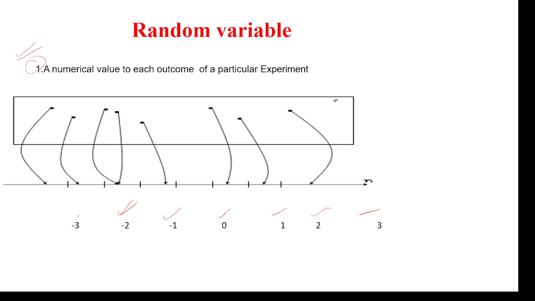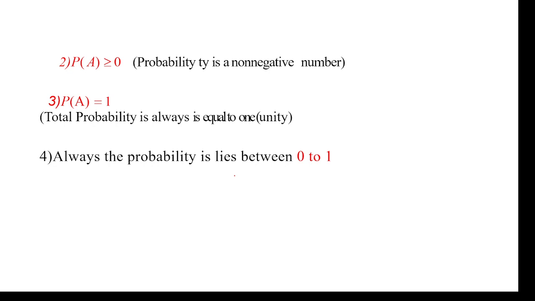At -2 what is the probability? At -3 what is the probability? Like that. These are the real numbers and these are the outcomes. This is the first condition, and for the second, third and fourth, we already know, according to the axioms of probability, that the maximum probability is always equal to 1, and the minimum probability is 0, that is, greater than or equal to 0. The probabilities always lie between 0 and 1.